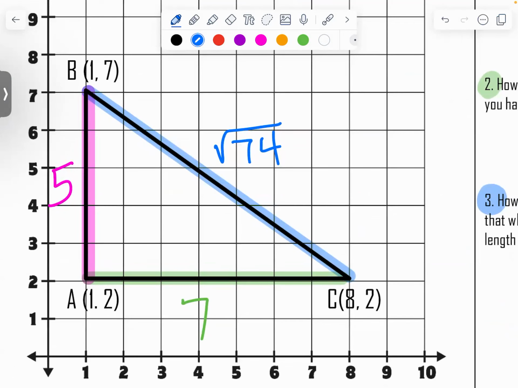Without counting, looking at this picture, how else could we get 5? Okay, so do you see how this is 7 and 2, and when we subtract them, we get 5? Okay, what about here with 7? 8 minus 1 is 7. Okay, so this is going to come into play here in a moment.